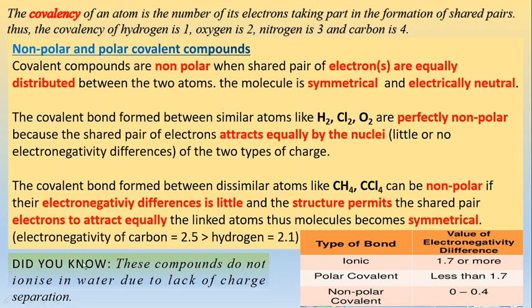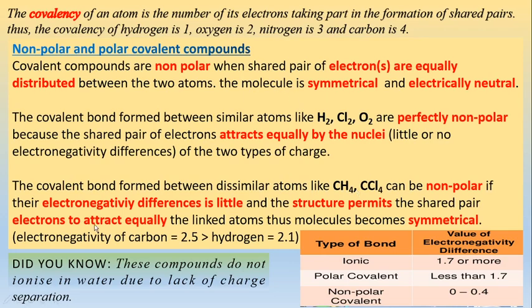Okay. So you can see this picture, the electronegativity difference for an ionic bond, that is an electrovalent bond, is 1.7 or more. Generally for polar covalent compounds it is less than 1.7. For non-polar it is 0 to 0.4. So now we have seen non-polar. The next one is polar covalent compounds.